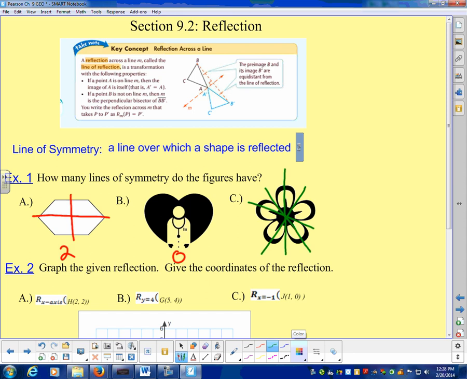Okay, good. Wow. Did we get them in? So did we get 5 then? Yeah. Good. So lines of symmetry show up in life all over the place.